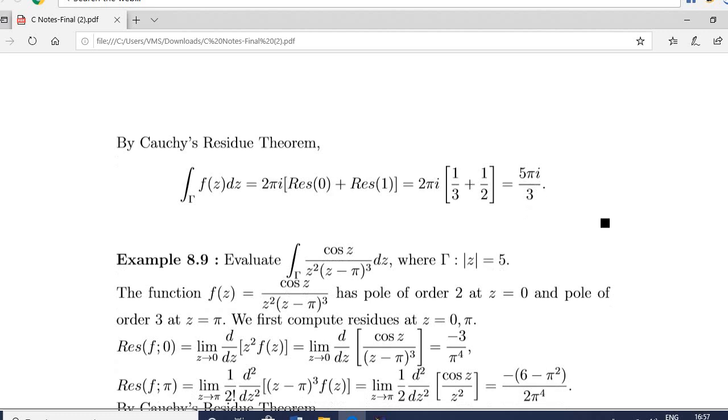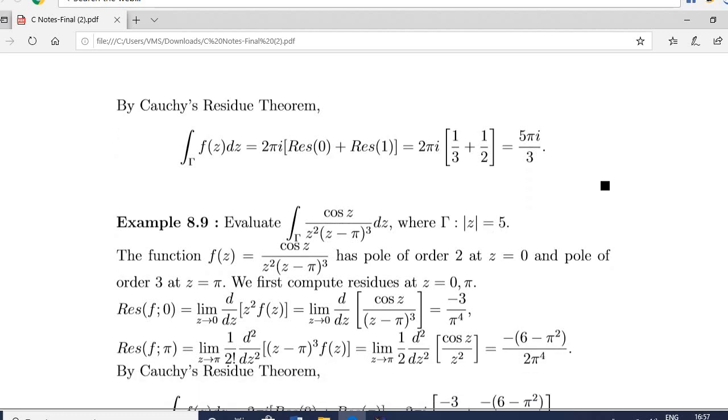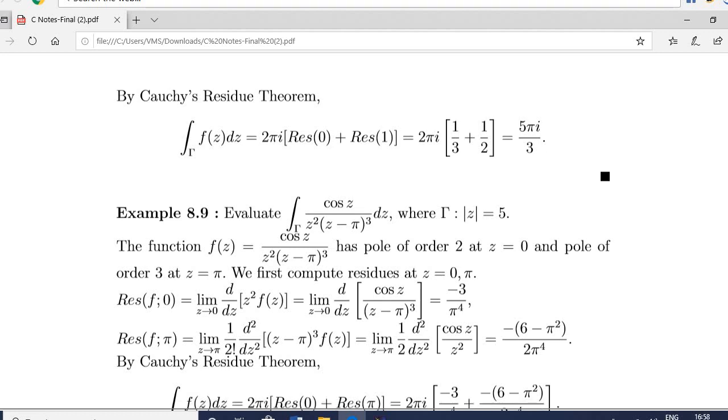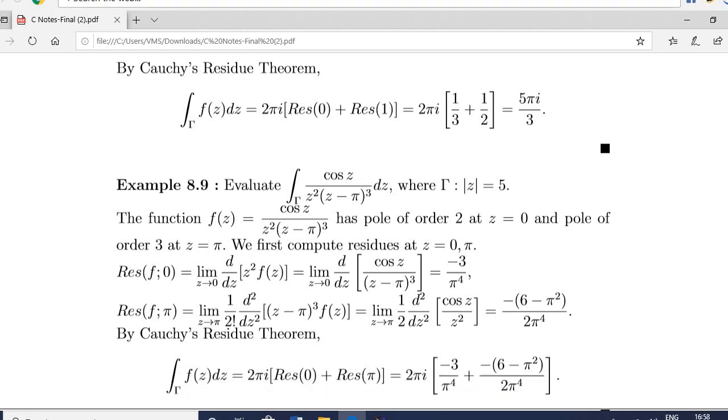Second problem, cos z upon z square into (z minus pi) whole cube. So z square in the denominator means 0 is a pole of order 2. (z minus pi) whole cube means pole of order 3 at z equal to pi. So the circle given is mod z equal to 5. So both these singular points 0 and pi are inside gamma. So now we have to compute residues of the given function at these 2 points.